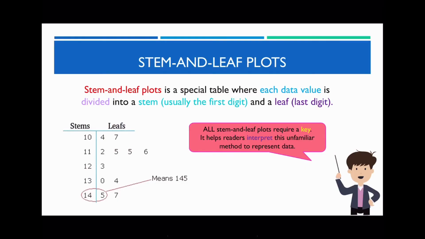Now, in this particular example, I've shown you a stem and leaf plot where the stem actually comprises 2 numbers. So in this case, if you've got a value like this over here, 14|5 means 145. So that's just something to note. A stem and leaf plot doesn't necessarily have one single value for your stem. It could be 2 as well.